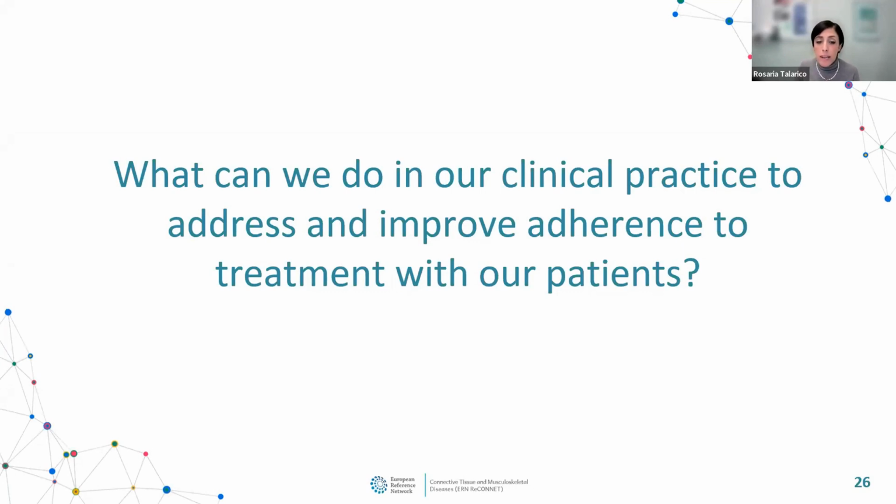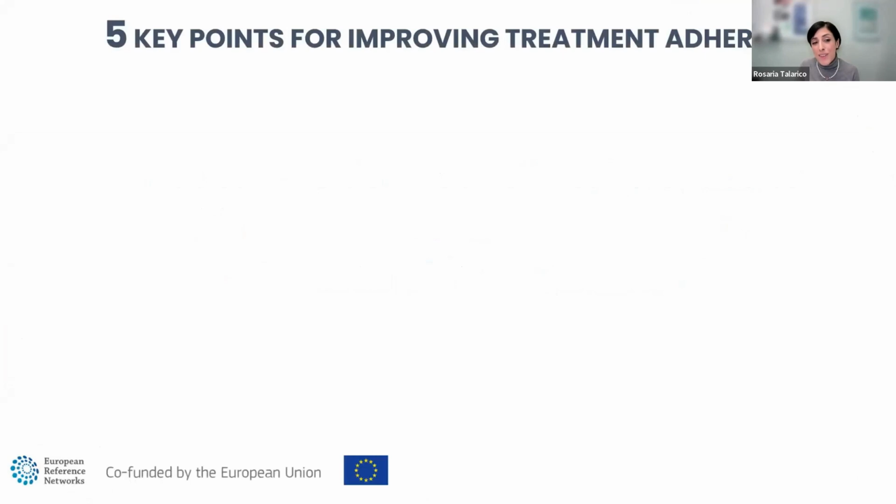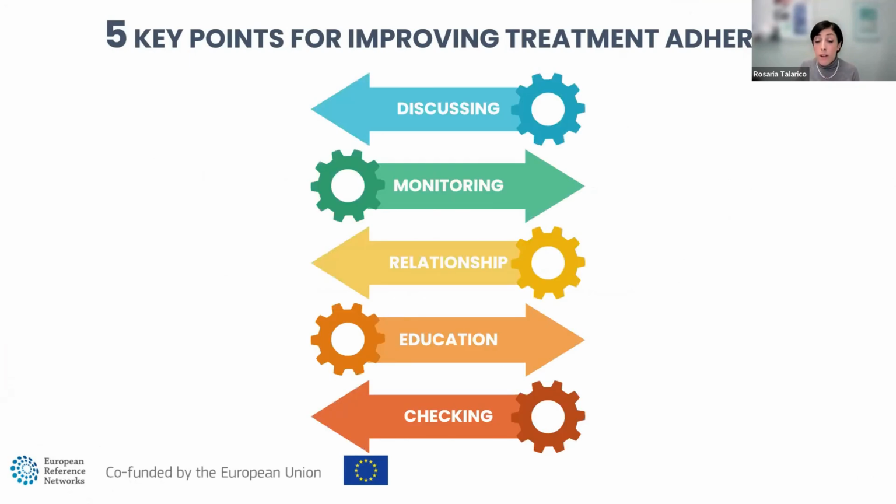But in practice, what can we do to address and improve adherence to treatment with our patients? And this is the slide of the 5 key points that I introduced in the first part of the presentation. Try to leave to you practical suggestions that, as patients and as clinicians, we should follow. First of all, it is important to discuss adherence, the elephant in the room, and we need to discuss about adherence.